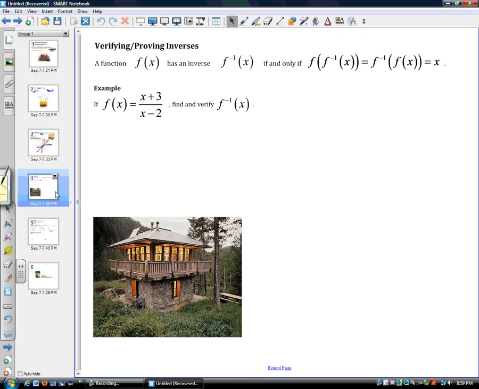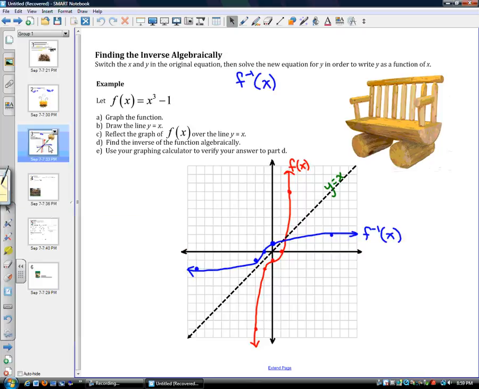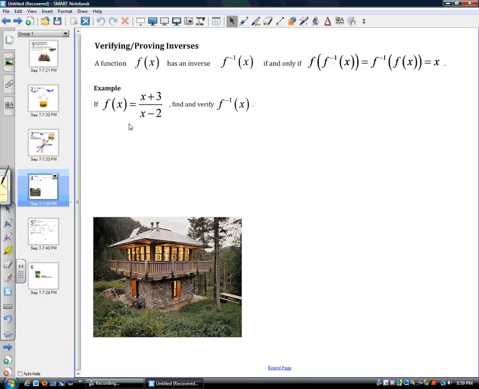Next step. Didn't miss out on too much. Very good. Okay, so verifying, proving inverses. There's a couple things that you always have to do with inverses. You have to either find the inverse or verify that something is the inverse. In our next example, we get to do both of those things.